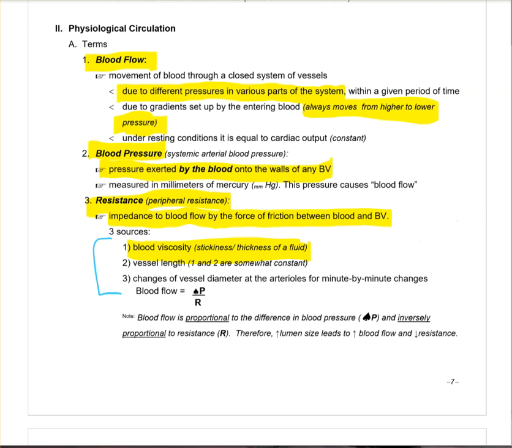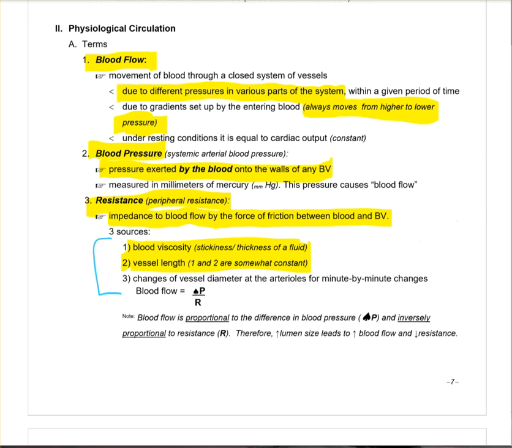The second is vessel length. This means if we increase the length of our vessels, there's more walls for the blood to rub up against and create more friction against. So when we increase our body size, we increase our vessel length. If you start to gain some weight and put on extra weight, you need more blood vessels in that tissue to supply it, and therefore our vessel length increases and our peripheral resistance would increase.